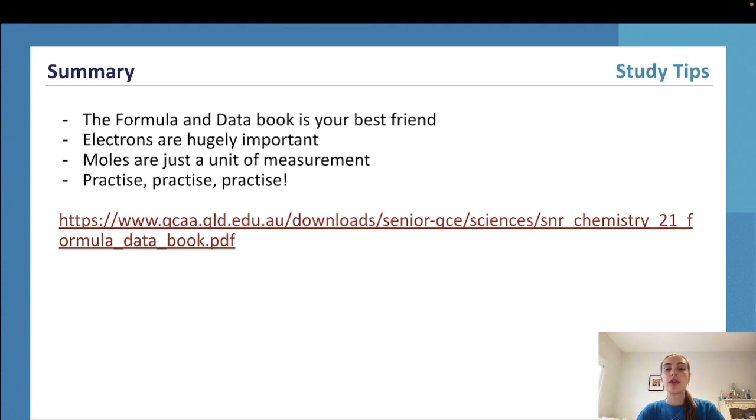So now I'm just going to go over a few study tips before we finish up. It's really important to note that the formula and data booklet is really important. It's got all the important values and numbers that you need, and so it's really important that you utilize that, because there's no point remembering all that information. Electrons are really important. Just a recap, moles are just a unit of measurement, so don't get stressed out about them. And the final thing is just practice a lot, because you really need to practice continually and keep studying so you don't forget information.